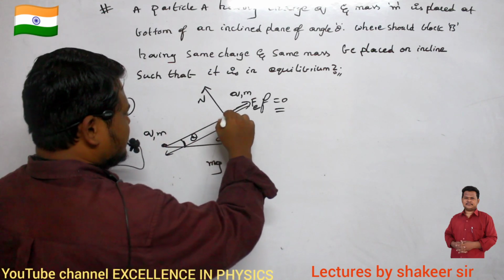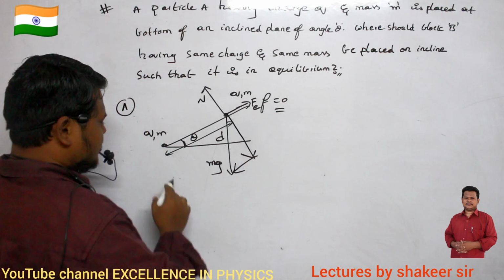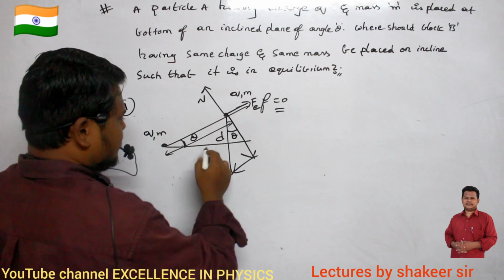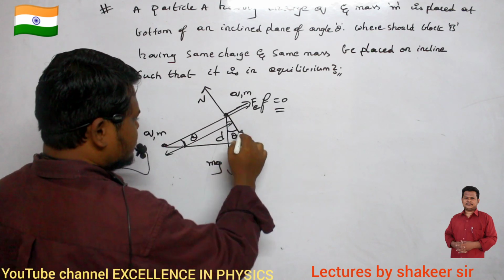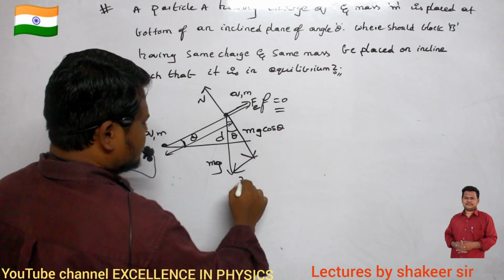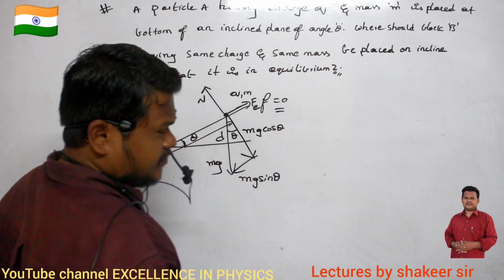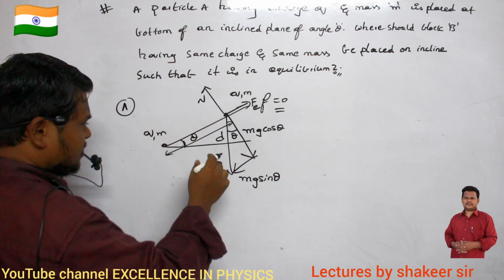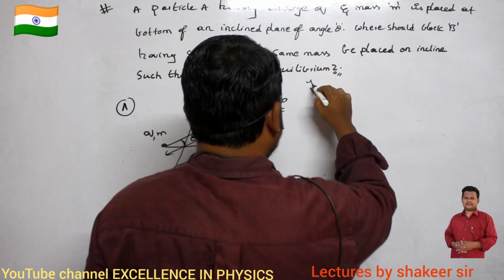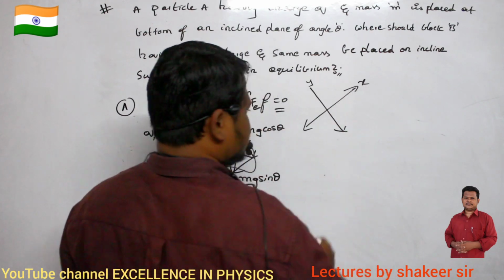So this mg, I can split into two components. If this is angle theta, this is also angle theta. Then this component will become the adjacent component, so this will become mg cos theta and the opposite component will become mg sin theta. Now what are the forces which are acting along the y-axis? We would consider this one to be my y-axis and this one to be my x-axis. Are you able to understand?